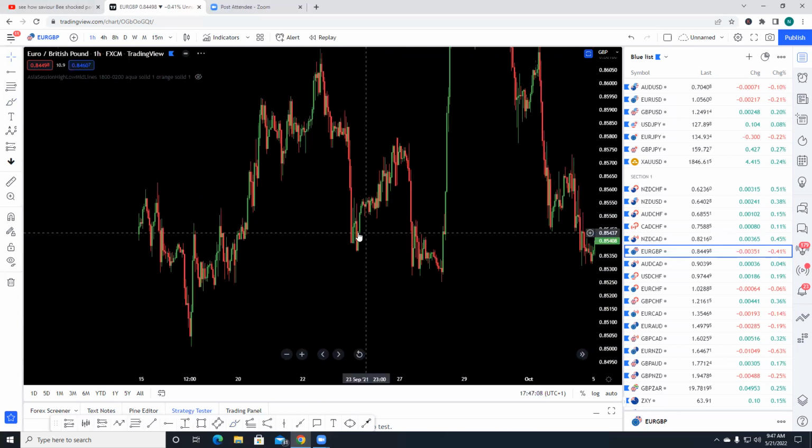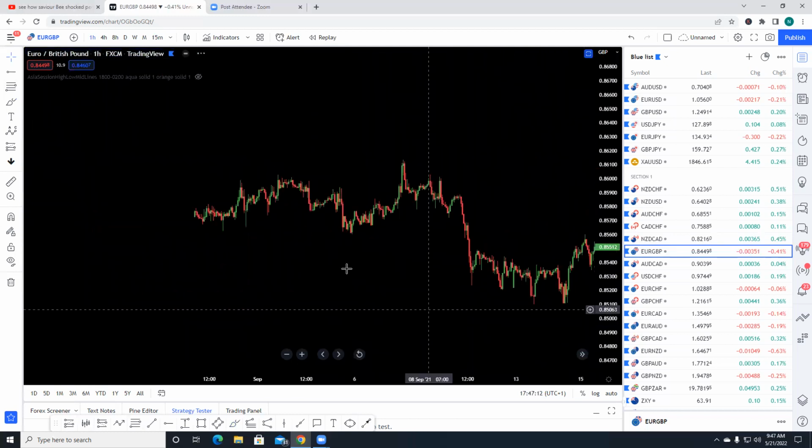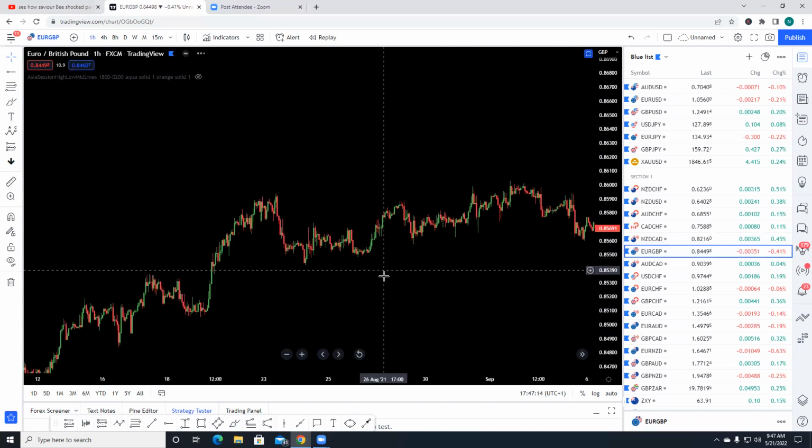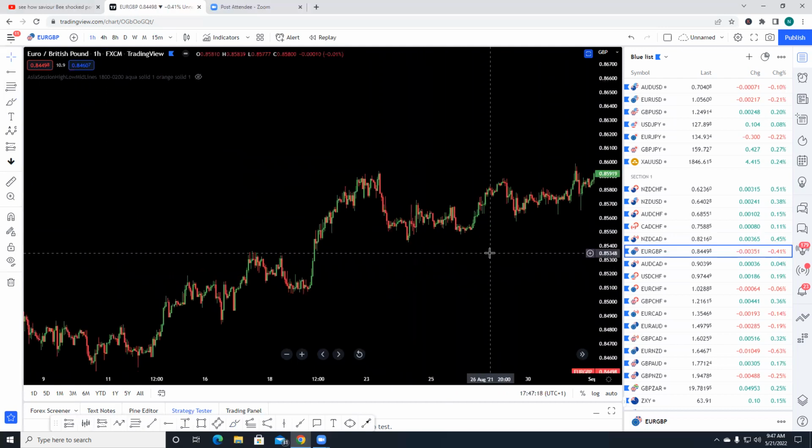Can you see, guys? It's that simple. Just understand how it works. Just understand the theory and the guidelines. So that's it, guys. I've showed you an example of a running flat, a contracting flat, an expanding flat, and a regular flat.